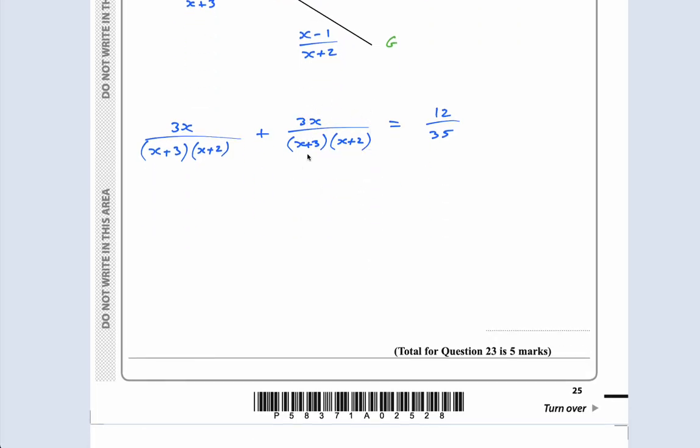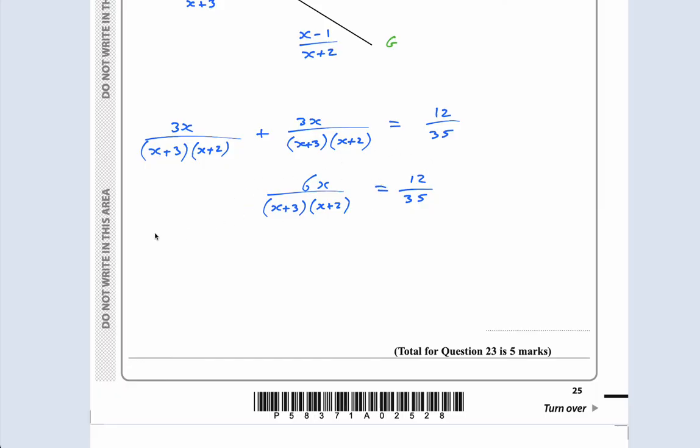Then I need to solve this. So I can add them together. Because the denominators are the same, I can add the numerators. So now I have 6x over x plus 3 times x plus 2 equals 12 over 35. I can divide both sides by 6.